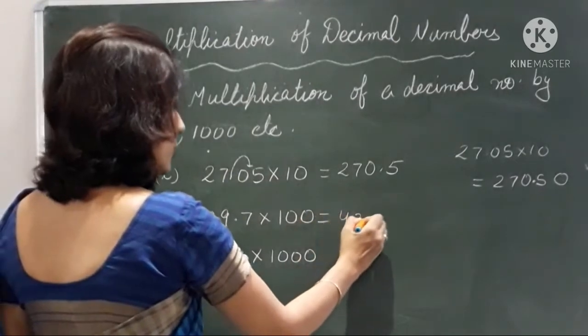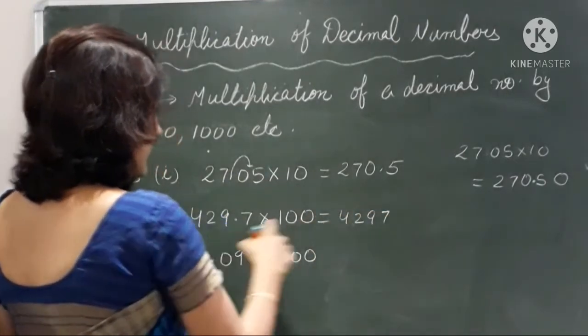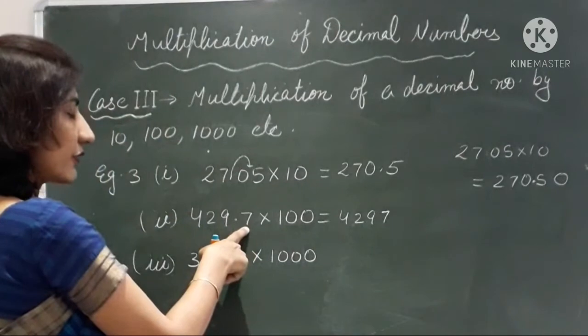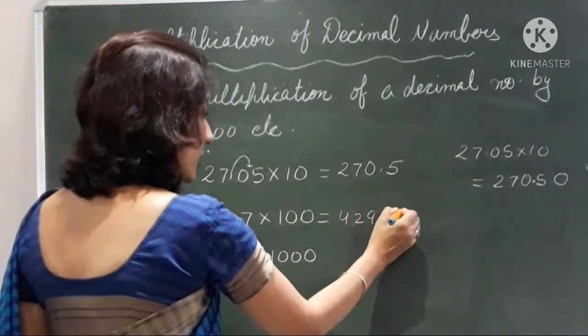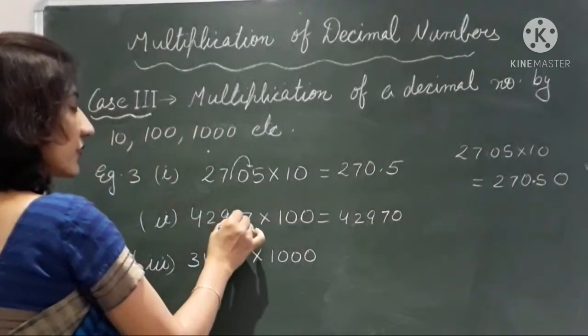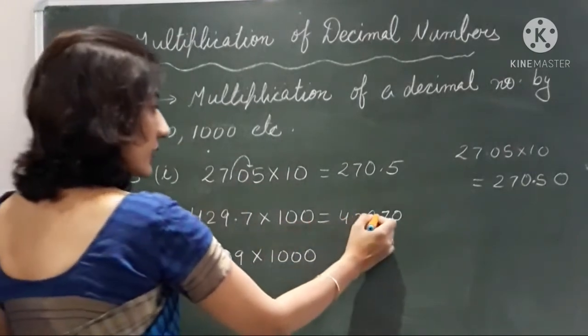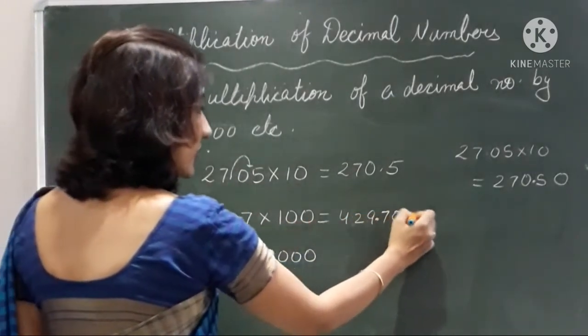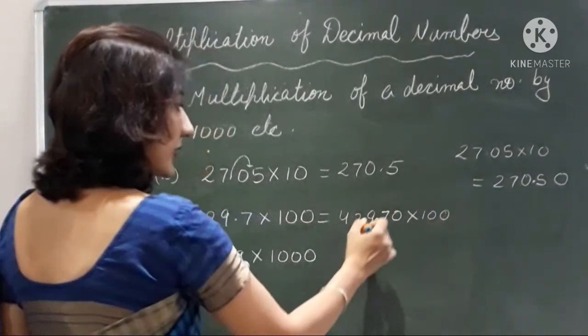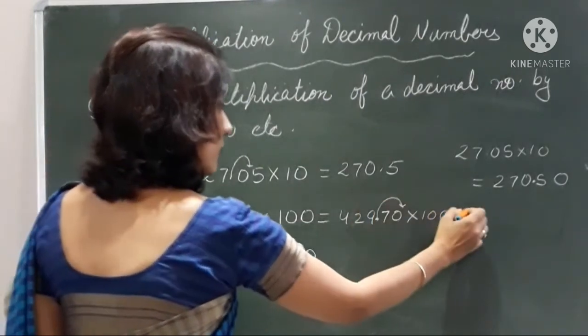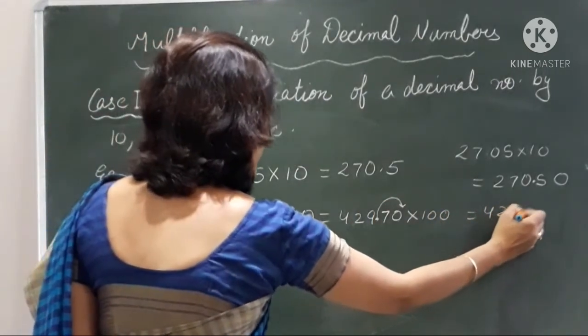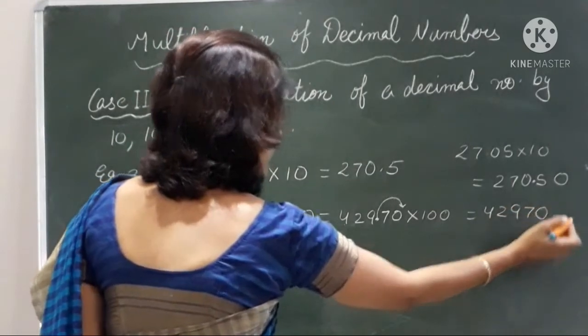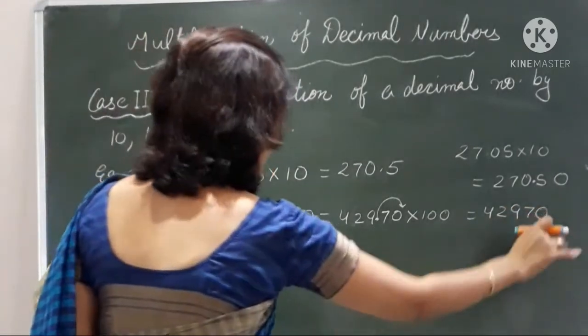So 4297. See, here I have only one digit after the decimal. So what will I do? I will put a 0 here because I have to shift the decimal 2 places to the right. Now it is 429.70 multiplied by 100. Shift 2 places to the right. It will be 42,970, and the decimal will come at the end.